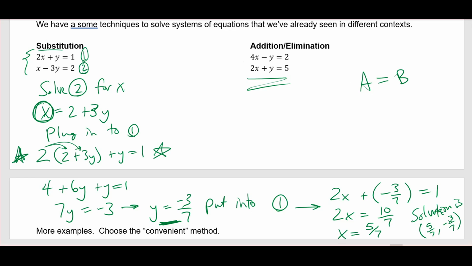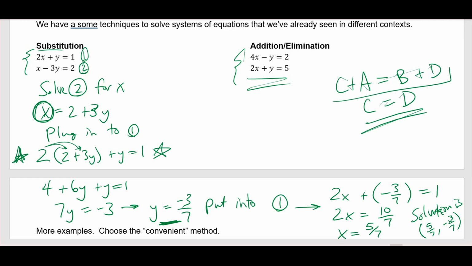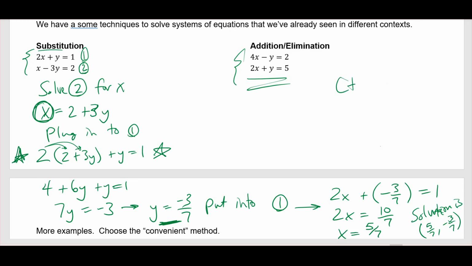Well, what we've got in a system is two equations. So I've got that A is equal to B and C is equal to D. Well, if these two are the same, why can't I add C to this side and add D to that side? And now that's still the same, isn't it? Or equivalent? We're adding the same thing to both sides of an equation.